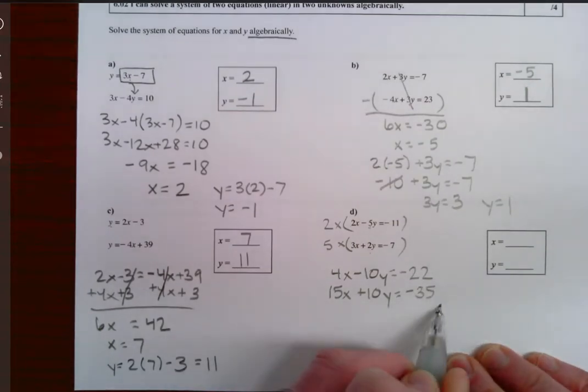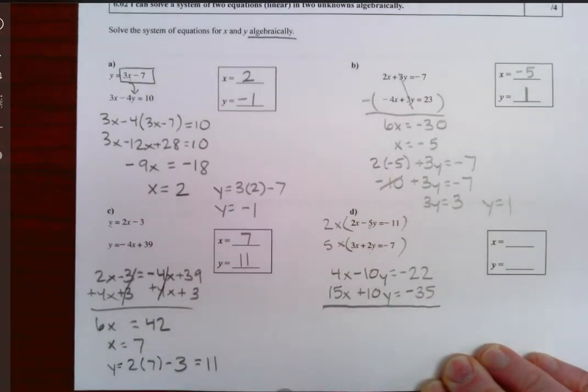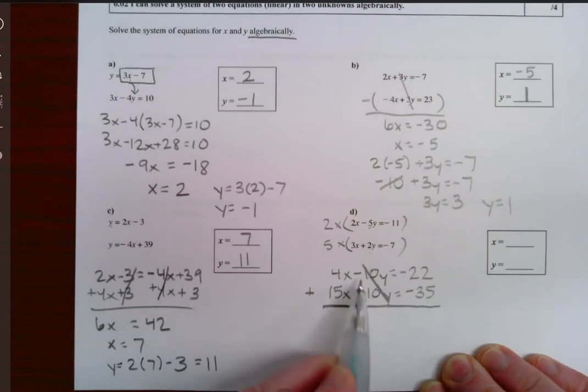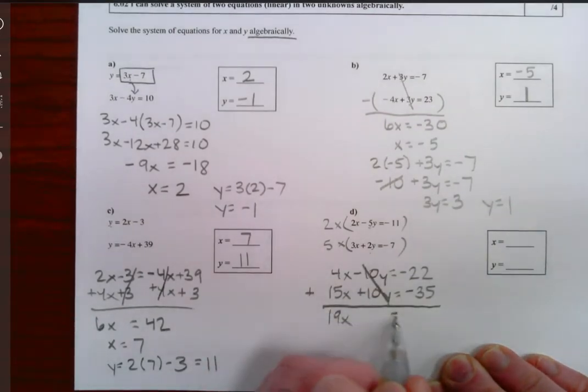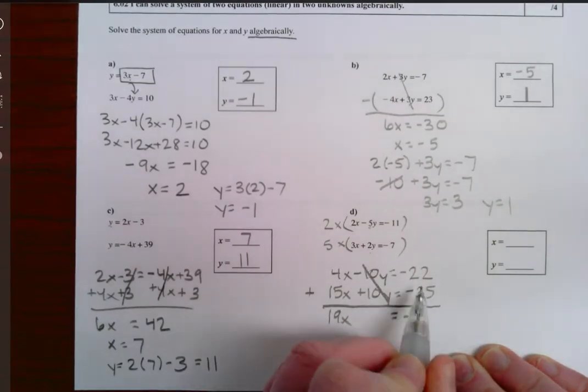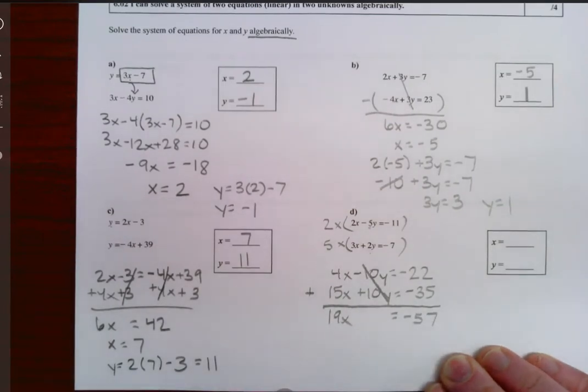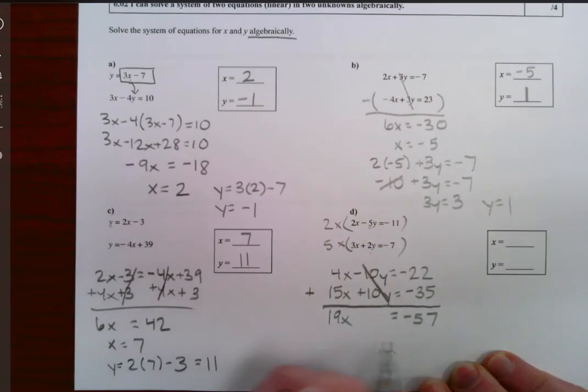All right. So now we are going to add. If I add these equations, this will be eliminated, right? They were opposites, a negative 10 and a positive 10. So I have 19x, negative 3 or 57. Oh boy. Okay. Let's see. 19 times 3 is 57, so x is negative 3.